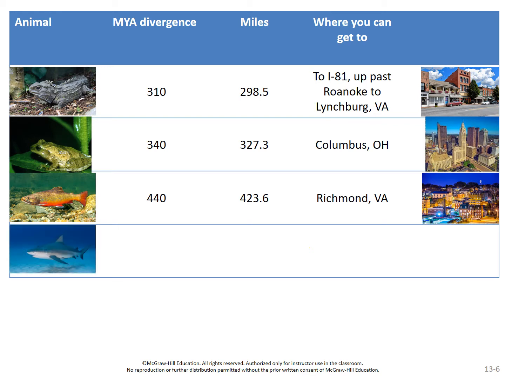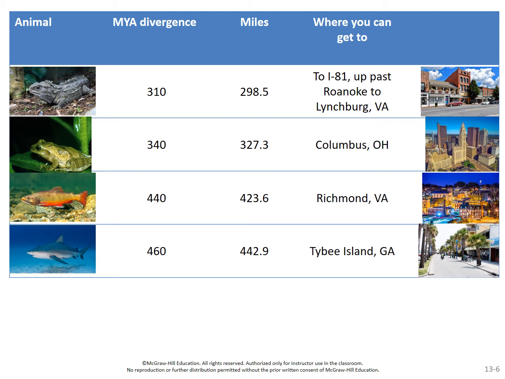Our next divergence point is with sharks, the cartilaginous fishes, and our divergence from them is about 460 million years ago. You can get 442.9 miles, and perhaps very appropriately, where can you get to? Tybee Island, Georgia. Okay, so you can actually find shark's teeth on the Georgia coastline, so this one's really appropriate.